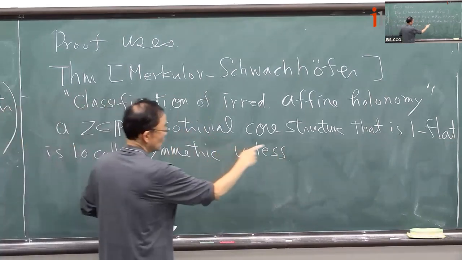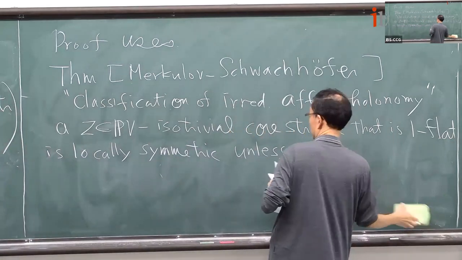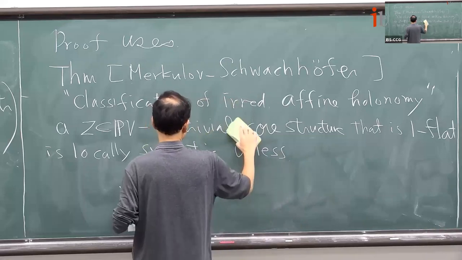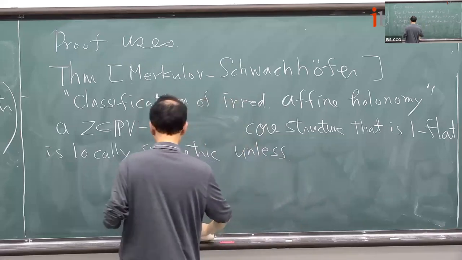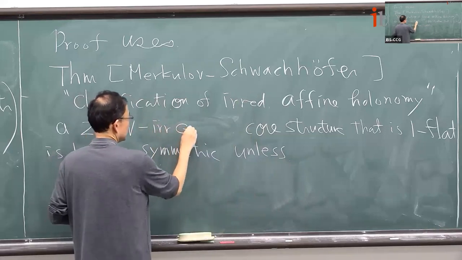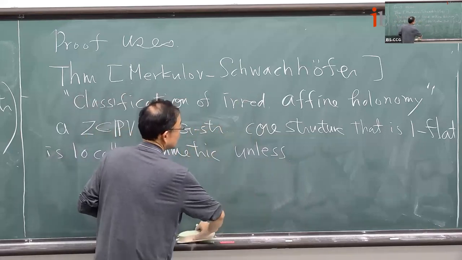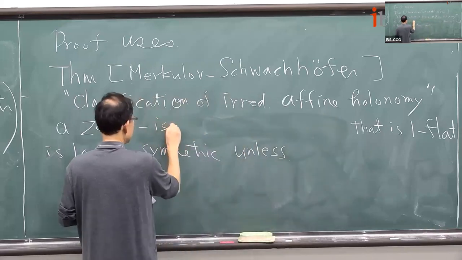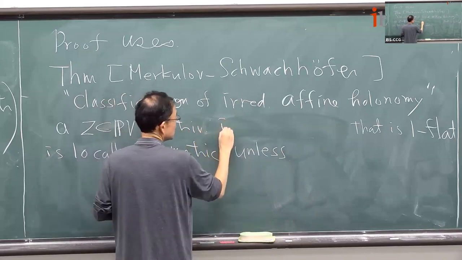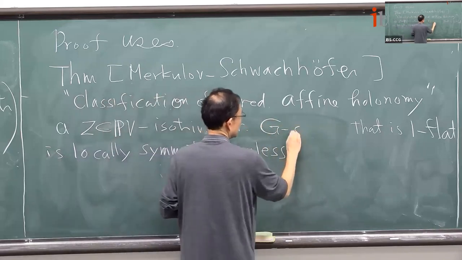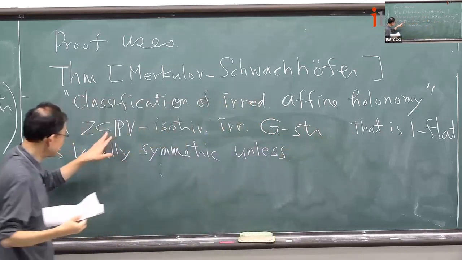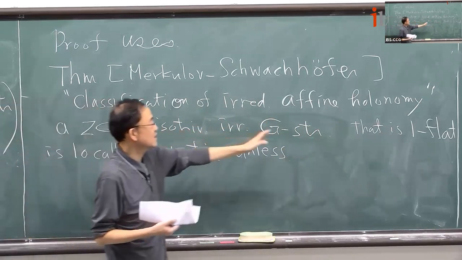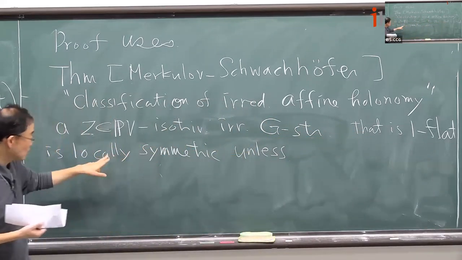Yes. When I say this, I have to say that it is not just isotrivial, but irreducible G structure. Well, isotrivial irreducible G structure is one flat. So if this is the highest weight orbit of irreducible representation, and if it is one flat, then it is always locally symmetric.